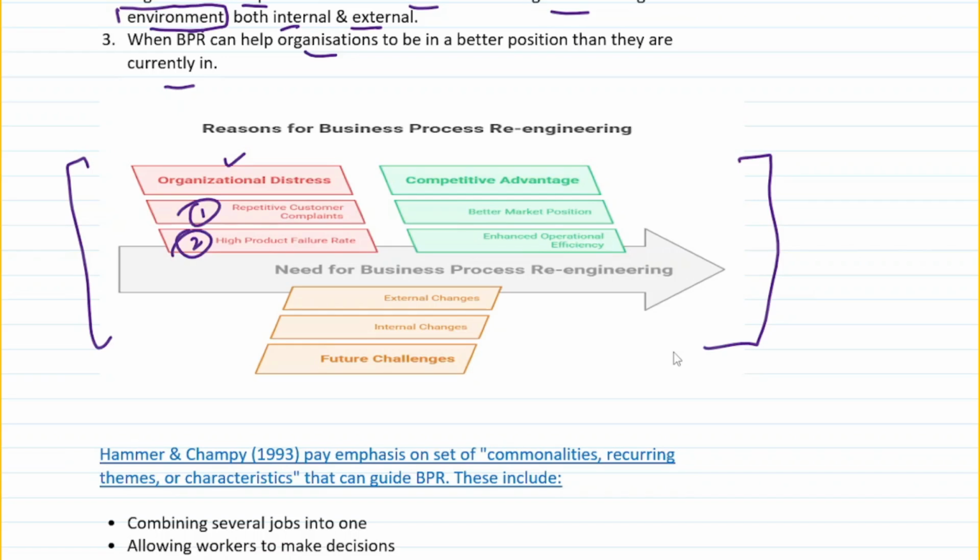Then you need a competitive advantage. That means you need a better market position or enhanced operational efficiency. And in future challenges, this is more to do with the environment. It's both the internal and the external environment. In that case also you would be requiring BPR.